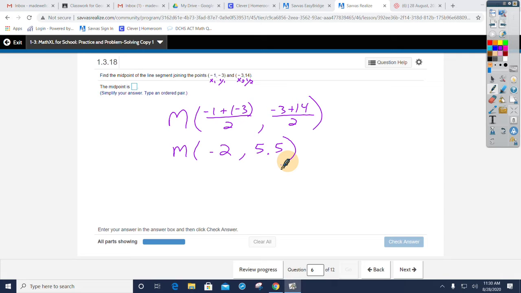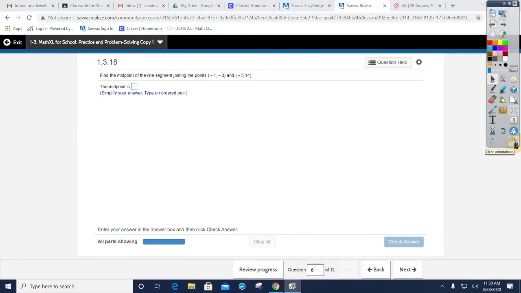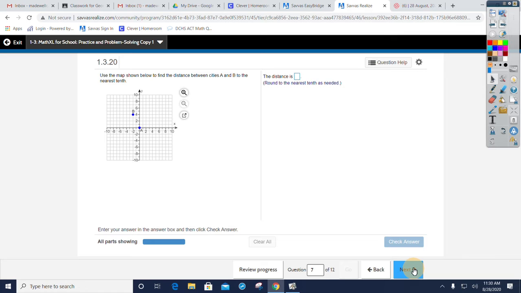One thing, it may make you write it as 11 over 2 instead of that. So if 5.5 doesn't work, try that. All these things are different. Sometimes they make you do it one way, some make you do it another way.